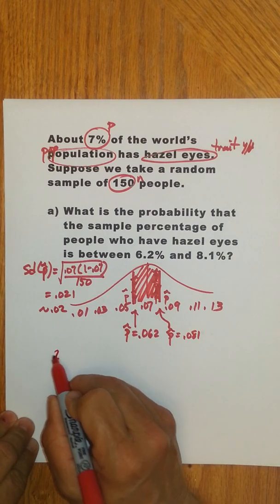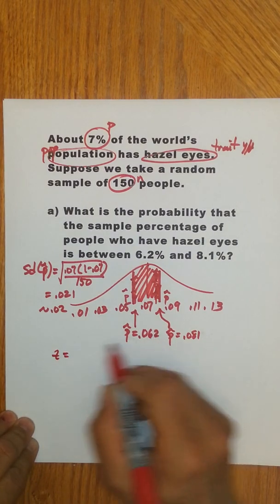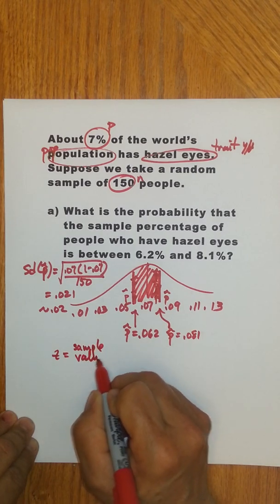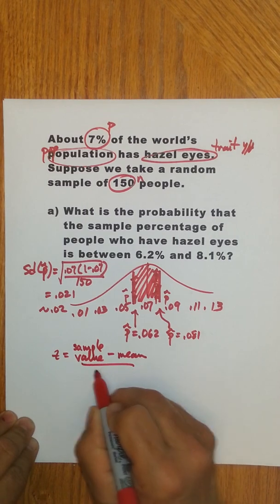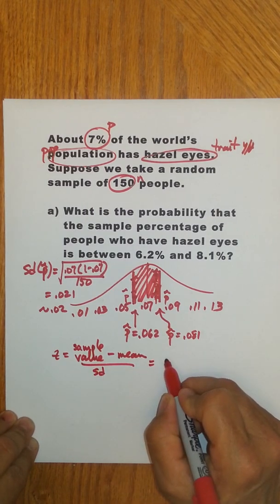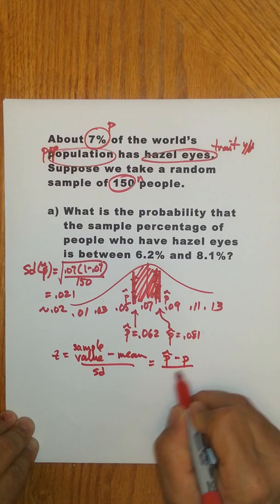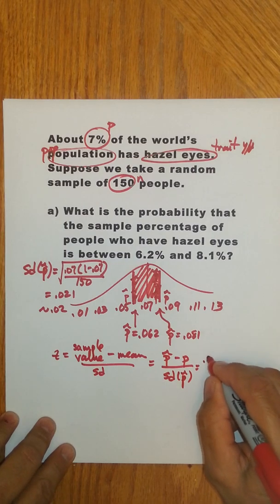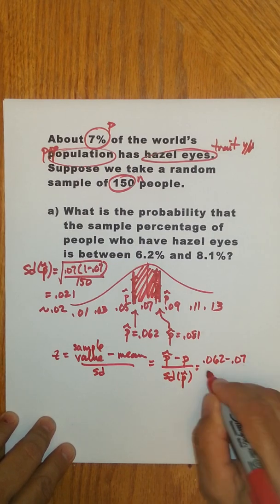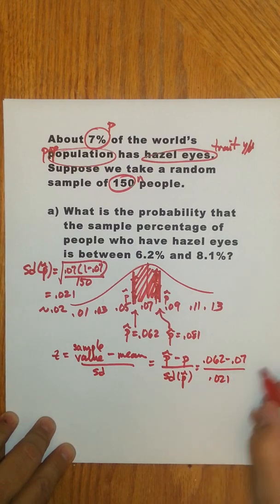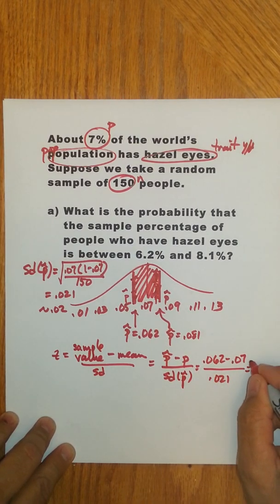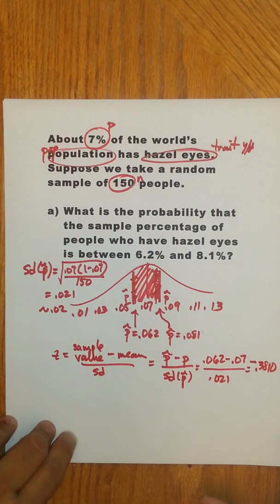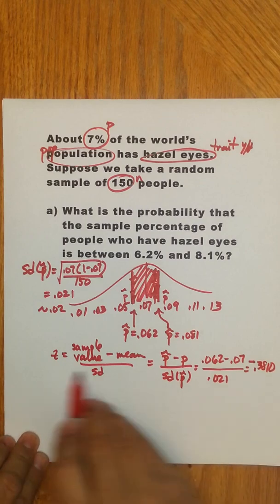So here we go. Here's the z-score for 0.062. How far is that sample value from the mean, standardized? Which in our case is how far is p-hat from p divided by the standard deviation of the sample proportions. So that's how far is 0.062 from 0.07 divided by 0.021. And we're going to get negative 0.3810. Let's see if you all can see that. Yeah. So that's the first one. I'm going to shorten this up. I just wanted you to see what this would be.